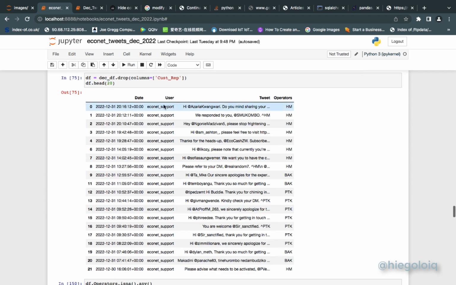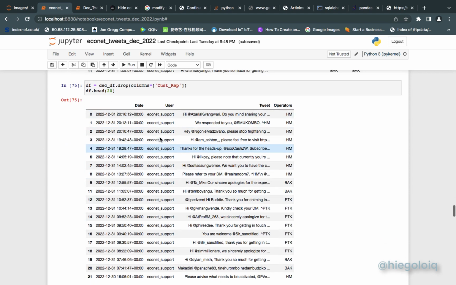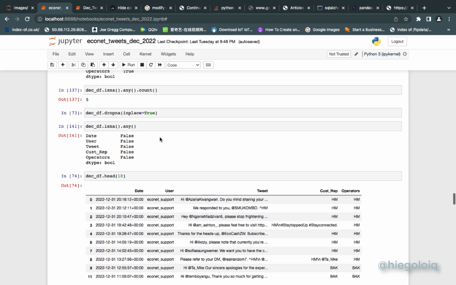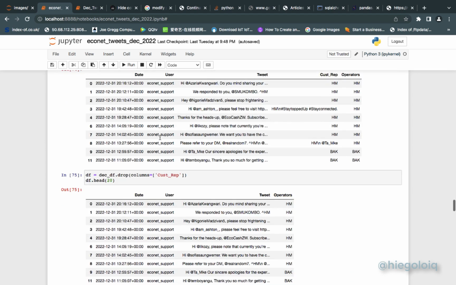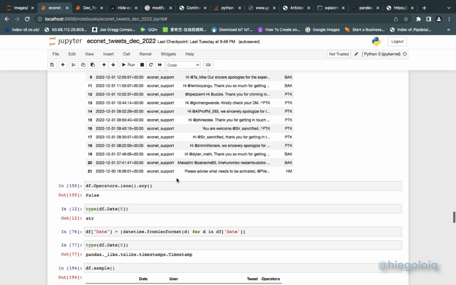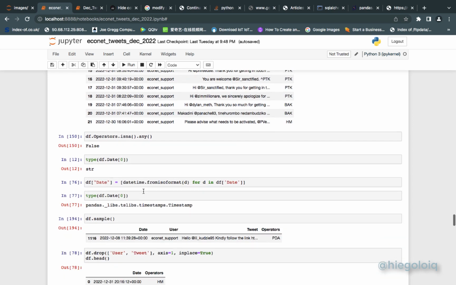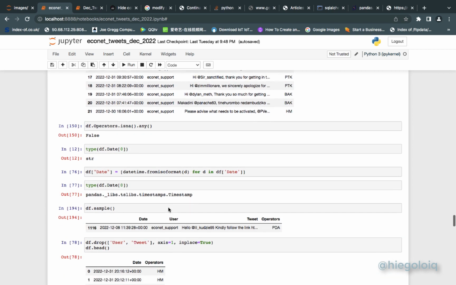In the end, you notice that all these texts or tweets were coming from Econet support. One of the other things you'll notice is that the dates were strings and not date timestamps, which also made it difficult for us to work through. So we had to convert them into timestamps, as you see here.